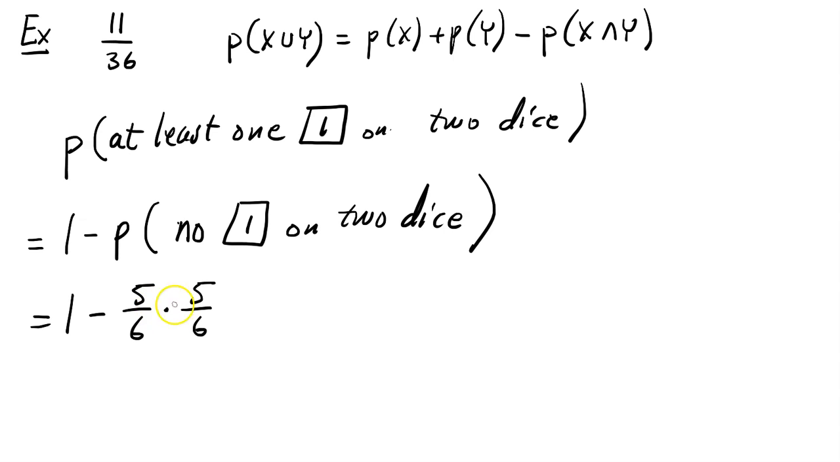So this is just the multiplication rule. Getting no 1 on 2 dice means we got something other than 1. The probability of getting something other than 1 on the first die is 5/6. And then we need to multiply with the probability of getting something other than 1 on the second die. That's also 5/6. So this is 25/36. And if you take 1 minus that, that is 11/36. And that is just what we got right here.